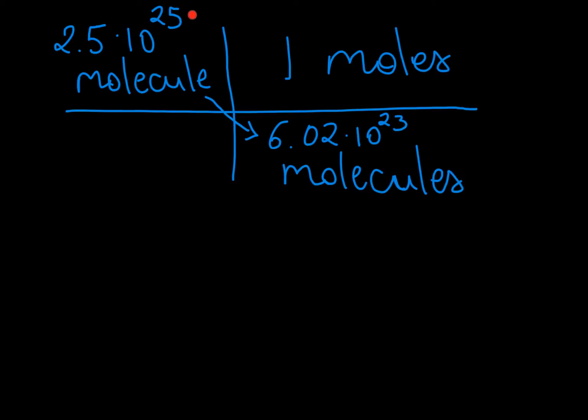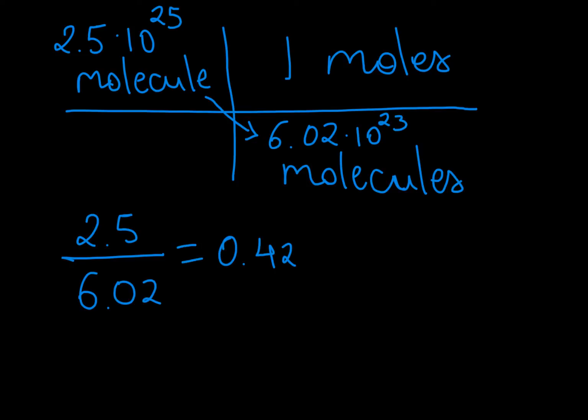Remember, we are going to ignore the exponents for a little bit and simply work with the non-exponent numbers. So let's go ahead and divide 2.5 over 6.02. So go ahead and figure out the answer. And the answer you should have gotten after rounding is 0.42.